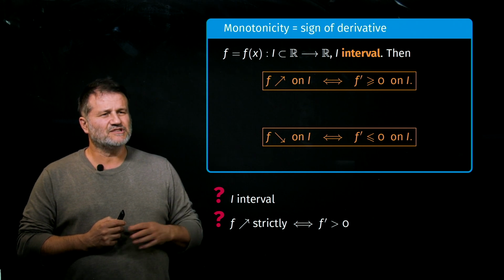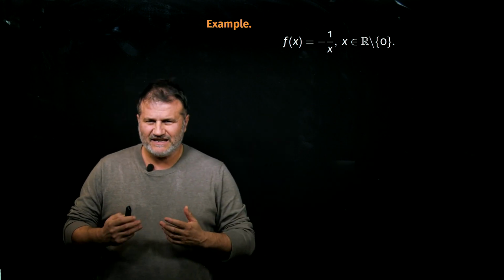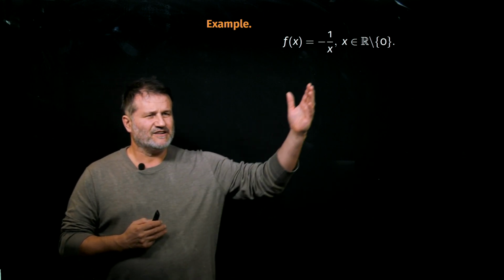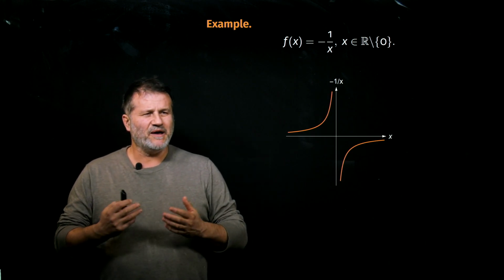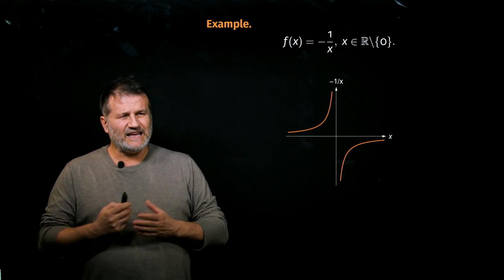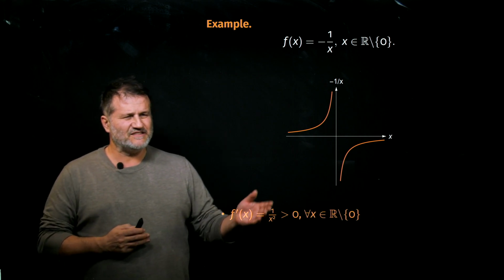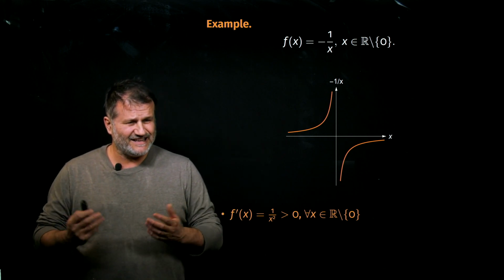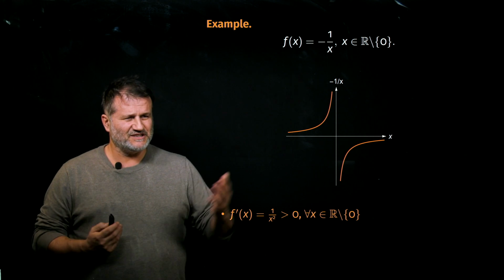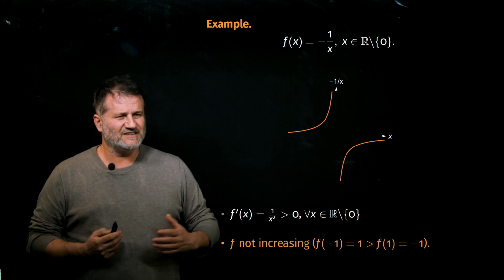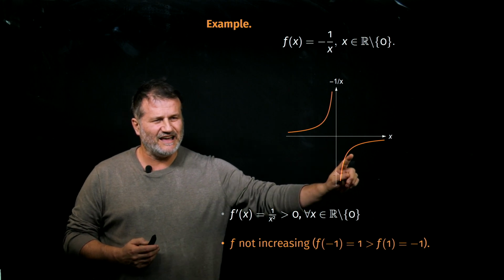For the first question, we take this example. f of x equals minus 1 over x, which is a well-defined function for x different from 0. We can easily plot its graph, it's a hyperbola. And we can easily see that this is differentiable for every x in the domain. The derivative is 1 over x squared, so clearly strictly positive. But this function is not increasing, as the graph suggests. For example, you can check that f of minus 1 is larger than f of 1.